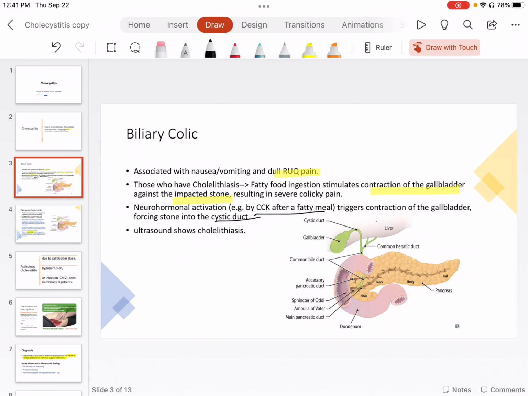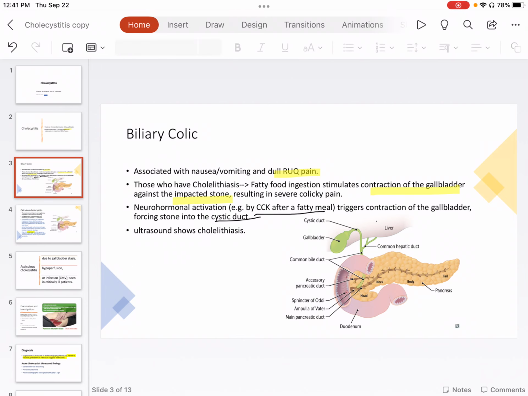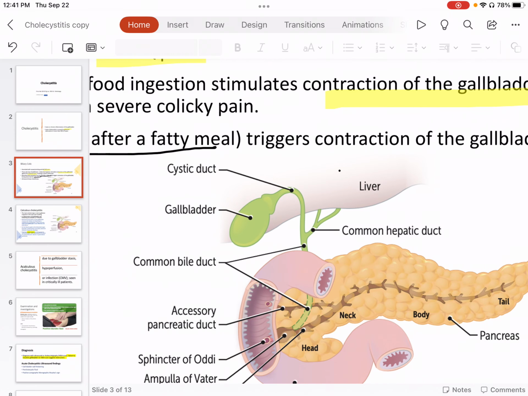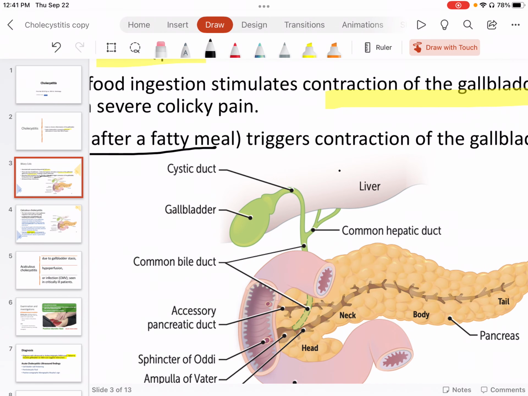Ultrasound shows cholelithiasis. If we zoom in here in the picture and imagine there are stones in the gallbladder, after fatty food ingestion, what happens? CCK is released from the duodenum and it causes contraction of the gallbladder. With the gallbladder contraction, the stone moves towards the cystic duct and causes the blockage here. This is what is described in this slide.